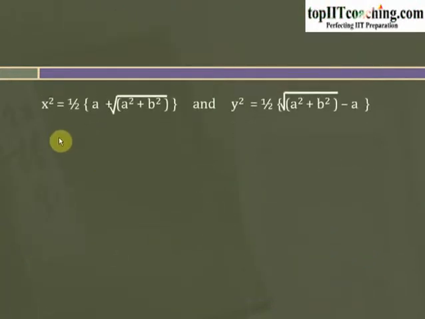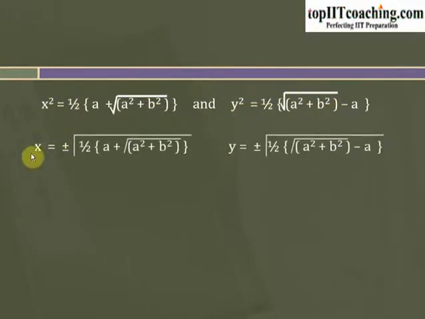Now, x square would be equal to half of a plus under root of a square plus b square, and y square would be equal to half of under root of a square plus b square minus a. So we get the value of x square as this expression and the value of y square as this expression. Now we take the square root. Thus x would be equal to plus minus under root of 1 by 2 into a plus under root of a square plus b square, and y would be equal to plus minus under root of 1 by 2 into under root of a square plus b square minus a. Thus we get two values of x and two values of y. Now which are these values?